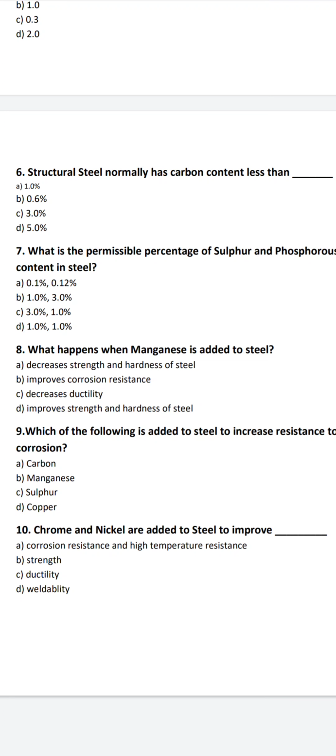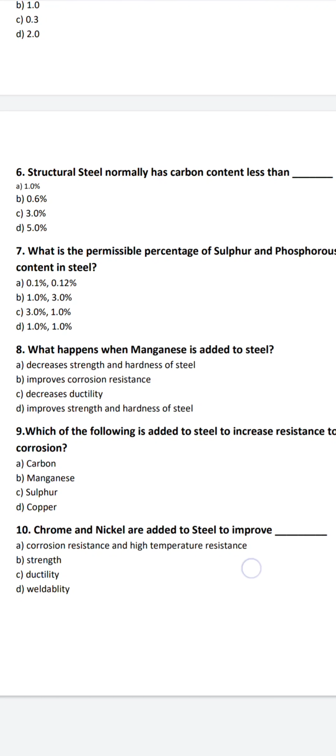Decreases strength and hardness of steel, this is wrong. Improves corrosion resistance, this is also wrong. Decreases ductility, this is also wrong. The last option, improves strength and hardness of steel, is the proper answer, because whenever manganese is added, it improves strength and hardness of steel. Based on manganese content, steels are classified as carbon manganese steel if the percentage of manganese is greater than 1%, and you may treat it as carbon steel if the manganese percentage is less than 1%.